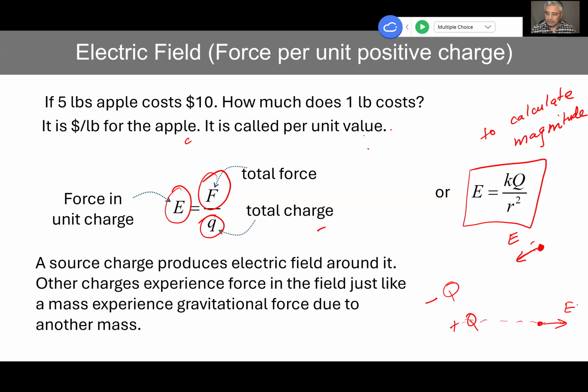Okay, folks, so that is the force and field. We'll talk more about field and field lines in different situations in the next class.